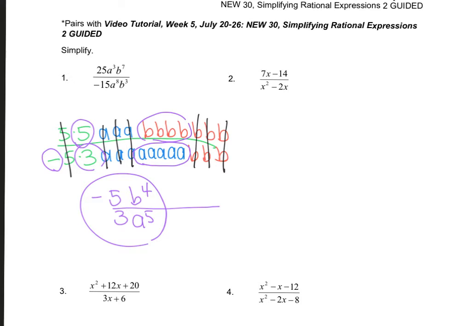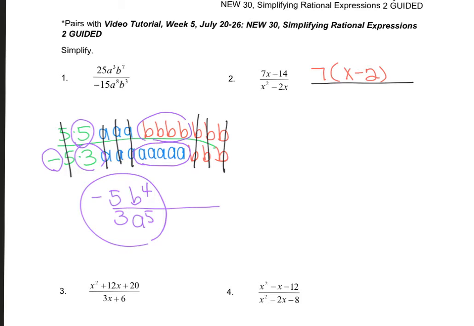All right, for number 2, we are going to factor out our GCF on top. When I factor out the GCF on top, I'm going to factor out a 7. I'm going to be left with an x minus 2, because when I multiply the 7 back in, 7 times x gets me 7x, and 7 times negative 2 gets me negative 14.